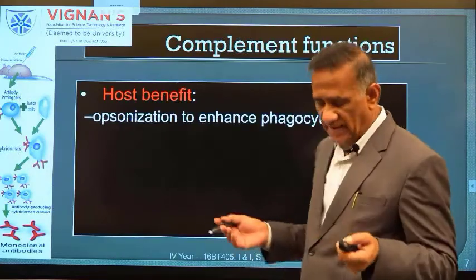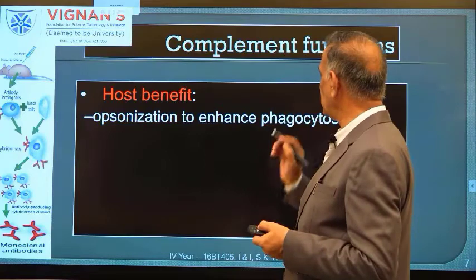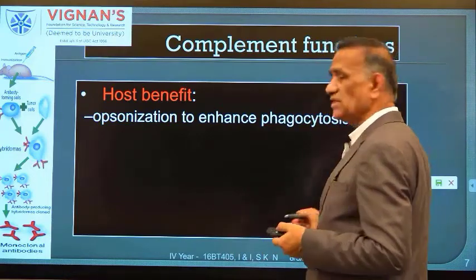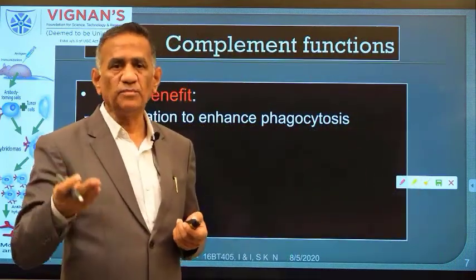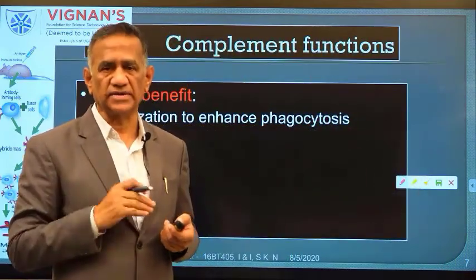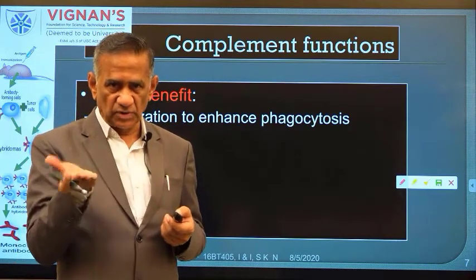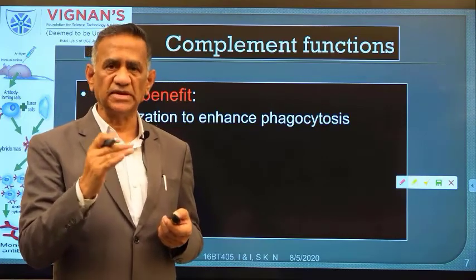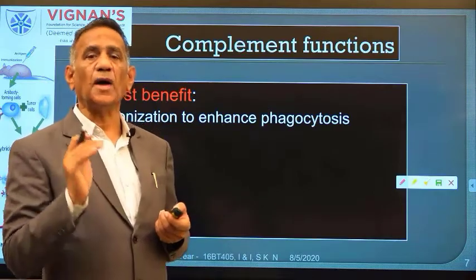So let us see, by having this complement system, what is the advantage for the host? Opsonization to enhance phagocytosis. So we have to understand opsonization. I'll give you a simple example. A few biscuits small children do not eat. Along with the biscuits, if there is a cream put on the biscuit, because of this cream the whole biscuit is eaten by the small kid. So that is what is called opsonization.